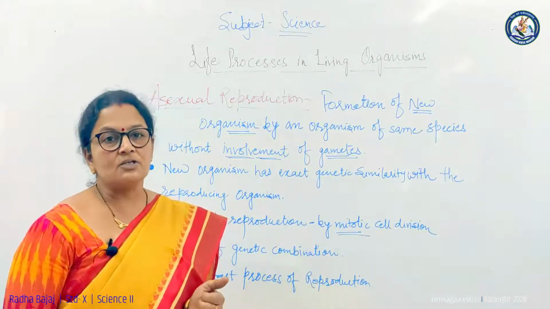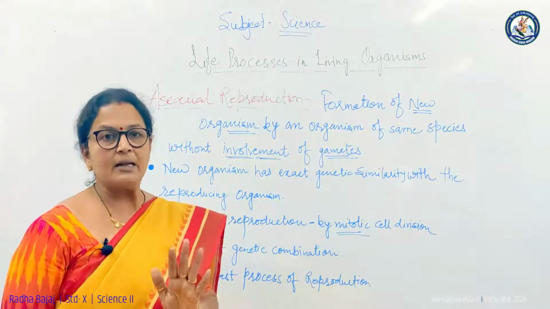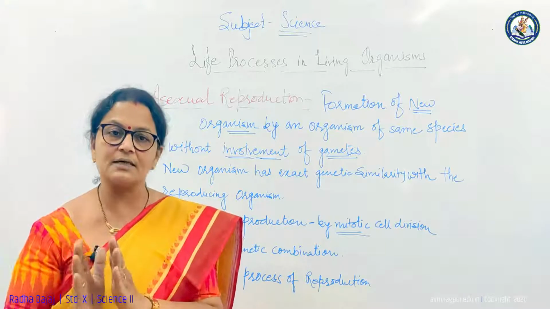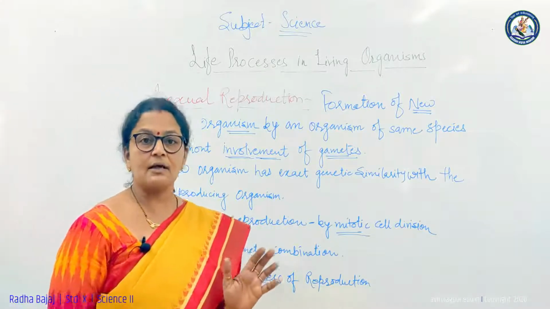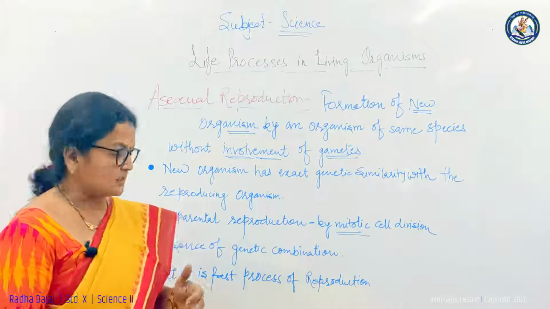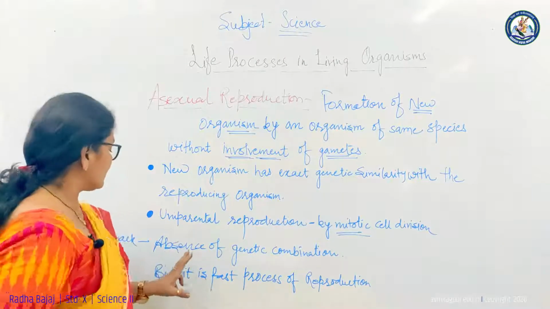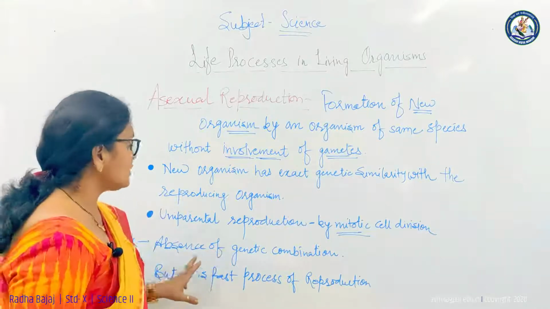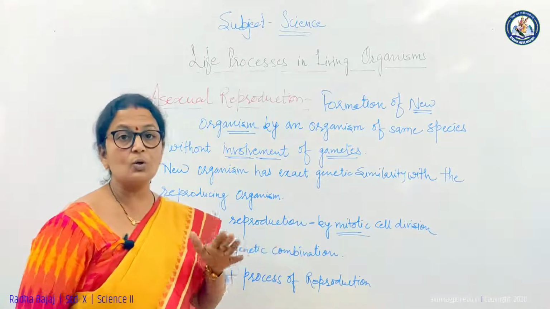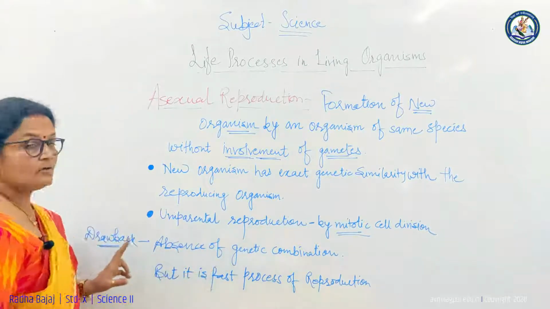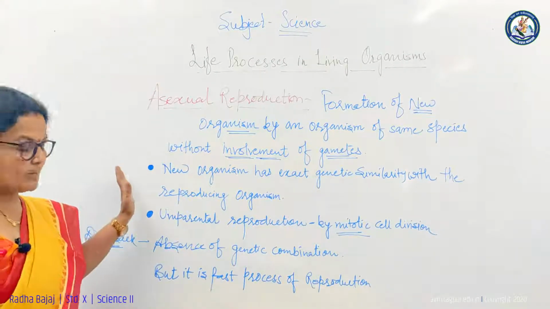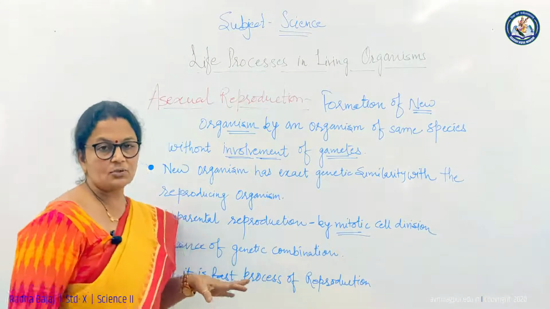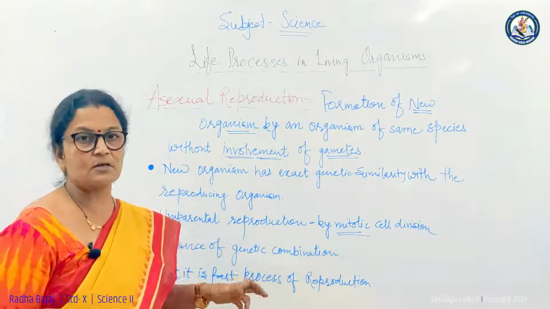We know that in sexual reproduction there is a female gamete and a male gamete. मतलब क्या होता है कि 50% characters from female and 50% characters from male arise. Therefore there are new characters in offspring. But here, as a single parent is there, we only get all the characters of a single parent. There will be no genetic combination. मतलब there will be no new characters. This is the drawback of asexual reproduction, but it is a fast process of reproduction. As there is no gamete formation, it is a fast process.